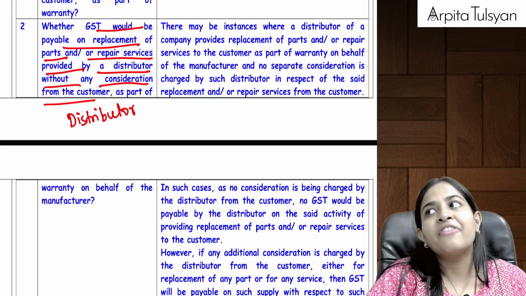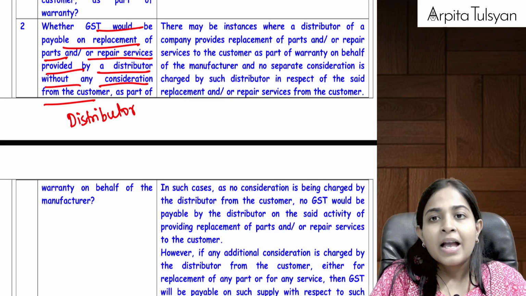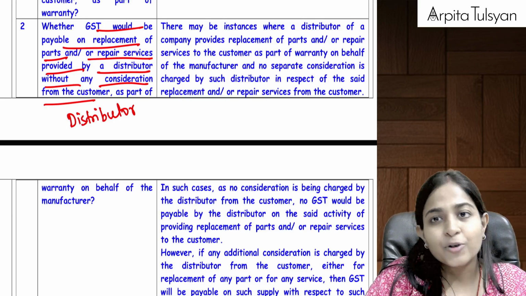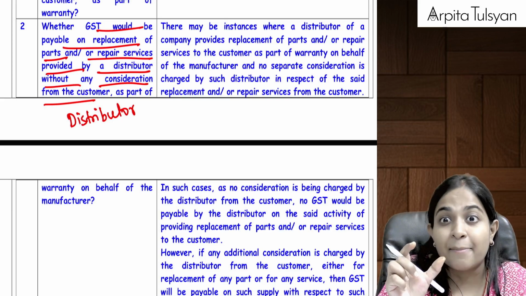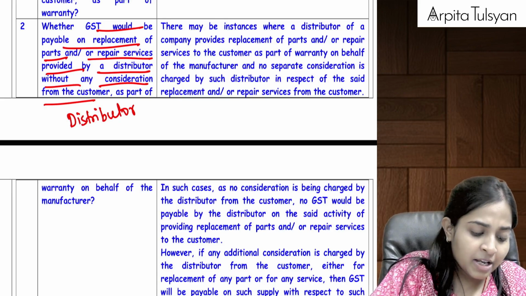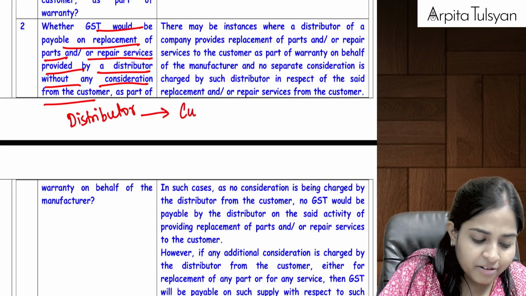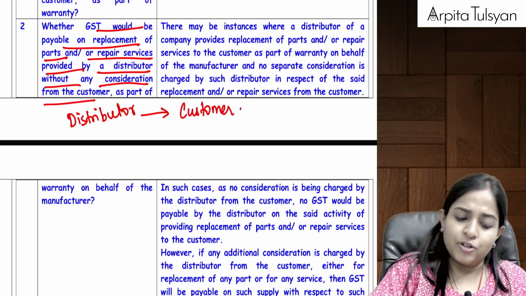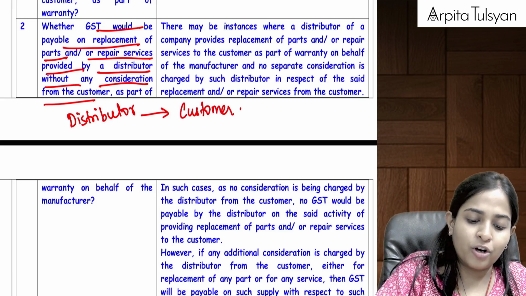Let's say if I want to purchase an AC along with the AC remote, I can go to a Chroma shop. Chroma is not the manufacturer of that Samsung AC. Chroma is going to be the distributor. So here the distributor is giving the service to whom? The distributor is giving the service to the customer. So again, what will be your conclusion?